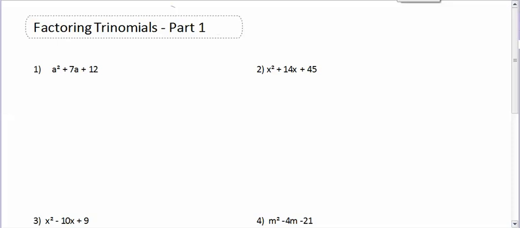Okay, so today's lesson we're going to do is factoring trinomials, and we're going to do part 1 of factoring trinomials. Okay, I didn't give you a paper of notes. I want you to just go ahead and do the notes directly onto your composition book. I want you to do it on the left side of page 50.